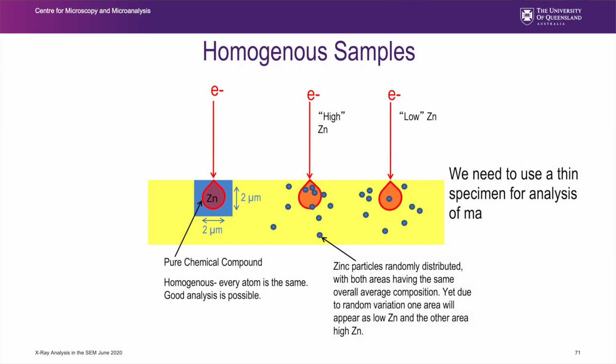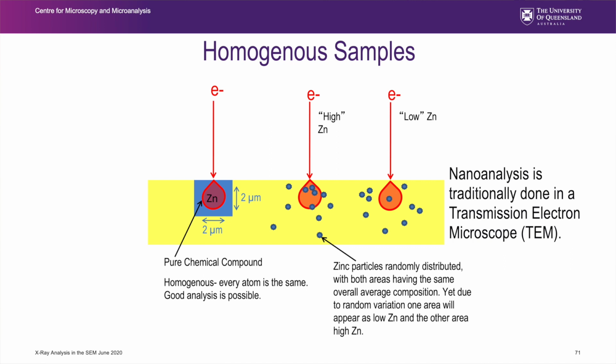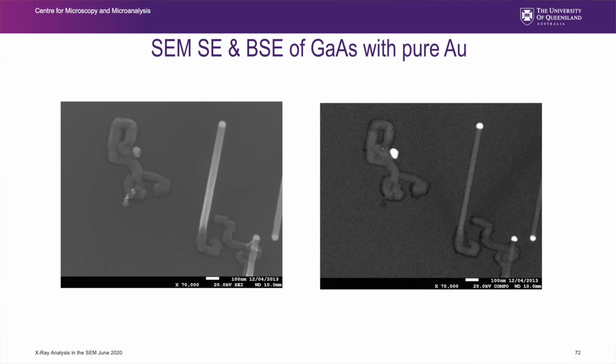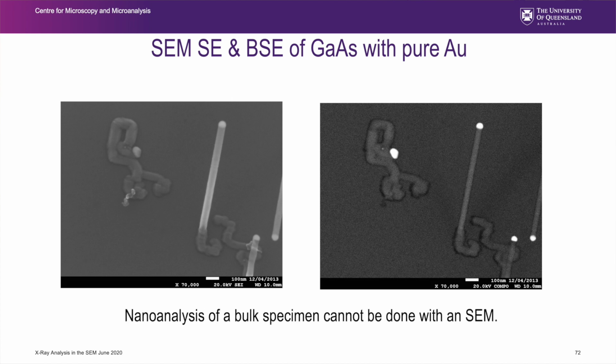What you have to do is you have to use a thin specimen, which is traditionally done in the TEM, the transmission electron microscope, but it can also be done in the SEM, and we'll just talk only a little bit about this. Now, before we investigate thin specimens, just to recap on why nanoanalysis is not possible in the SEM with a bulk specimen.